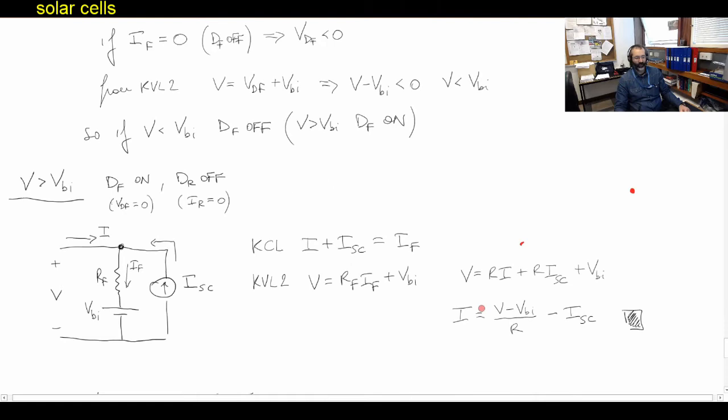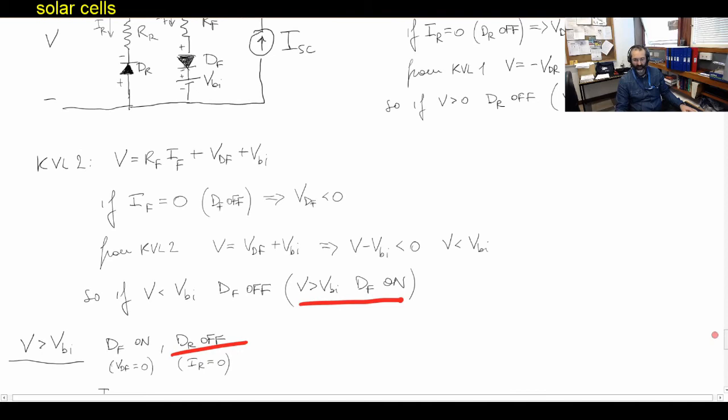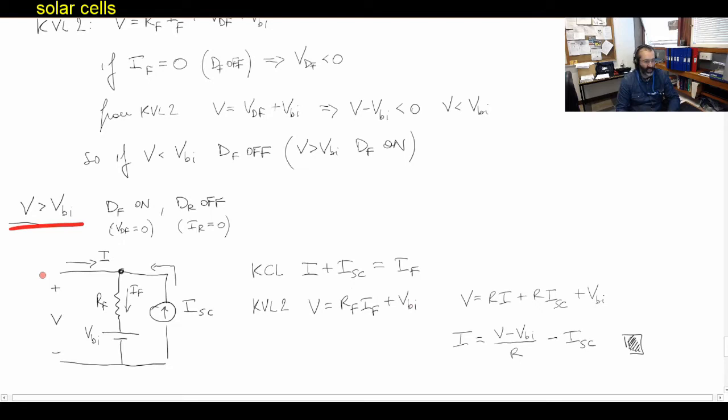Okay, so let's start. Let us assume that V is bigger than VBI. So if V is bigger than VBI, DF is on, but DR is off, because if V is bigger than zero, and so bigger than VBI, even better, DR is off. So we know already that if V is bigger than VBI, DF will be on and DR will be off.